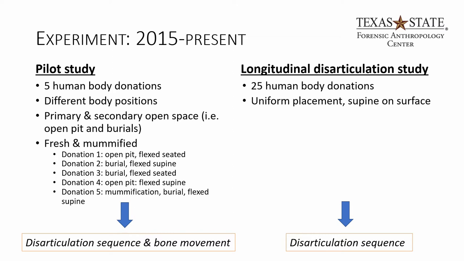The pilot study is used to assess the sequence of disarticulation, as well as how the bones are moving throughout the decomposition. And then there's a longitudinal study alongside that, that thus far has 25 human body donations, and these are all placed on the surface of the ground in the same uniform body position. The idea for those is almost as a check for the others, to track the disarticulation sequence in bodies in the same position.